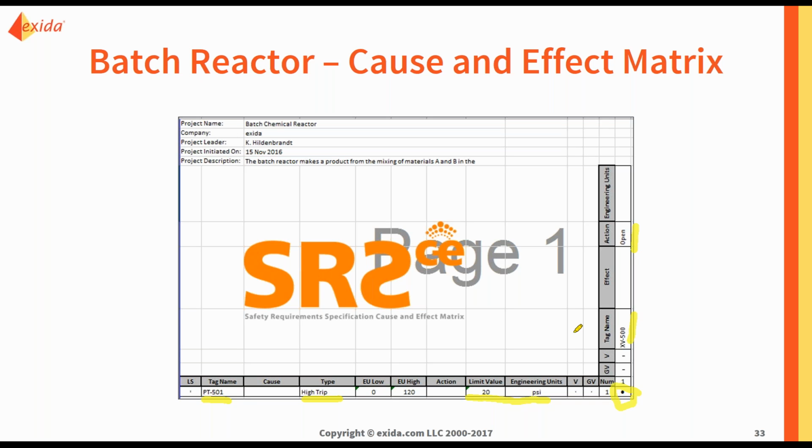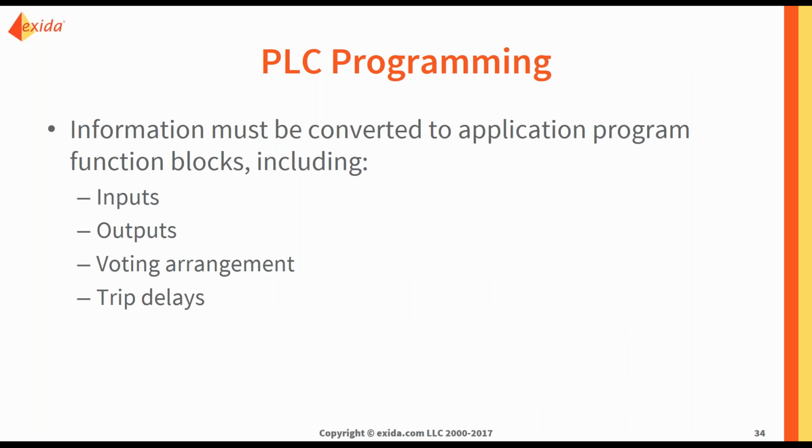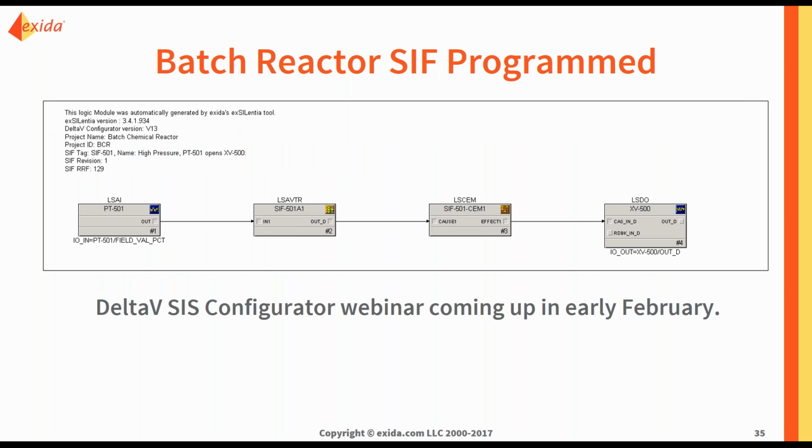But that is not all SILver does with the resulting information. The next step would be to program your PLC. So information from SILver must be converted to application program function blocks. This information includes inputs, outputs, voting arrangement, and trip delays. In exSILentia, the SIF can be imported from SILver and converted into DeltaV for automatic programming of the PLC. So here you can see PT501, XV500, as you would model your SIF in DeltaV.